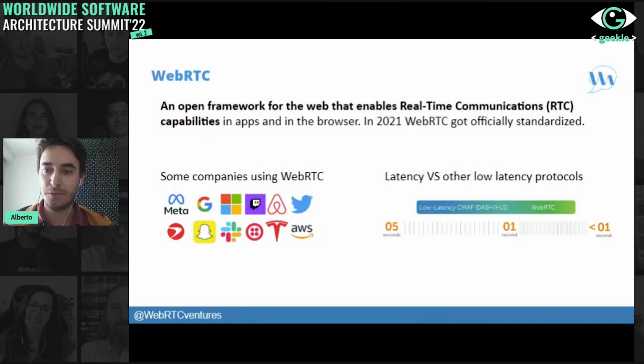As you can see in this image at the bottom right, there are alternatives for streaming, like HLS or DASH, that are good for around 5 second latencies. But if you are aiming for something that needs to be sub-second, WebRTC is one of the main protocols used for that, and all the architecture comments will be focused on this protocol.